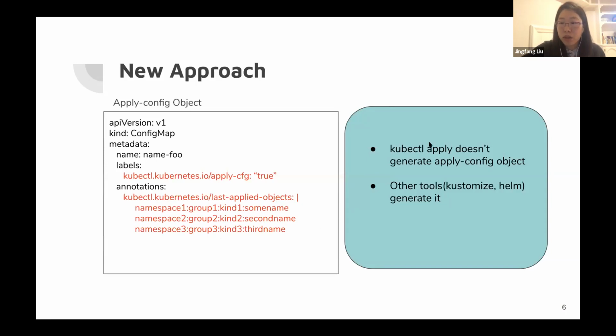And something we need to note is that this apply config object is not generated by kubectl itself. It should be generated by other tools, such as Kustomize or Helm, or even other tools, or the user can create this object manually. They just need to add this label and add this annotation correctly to match whatever resources are present in files or directories.